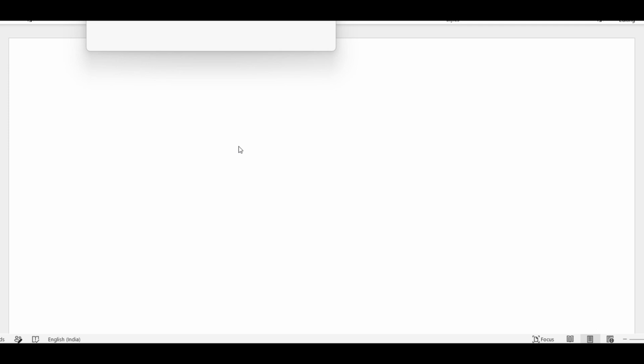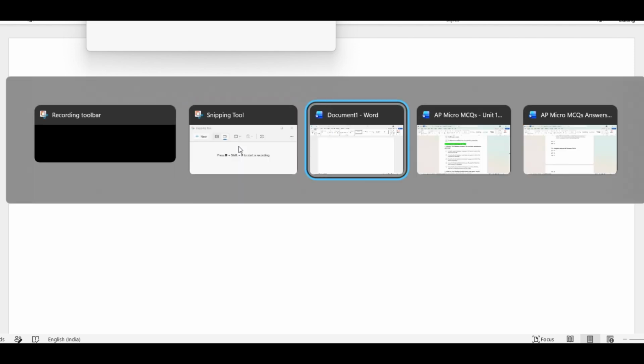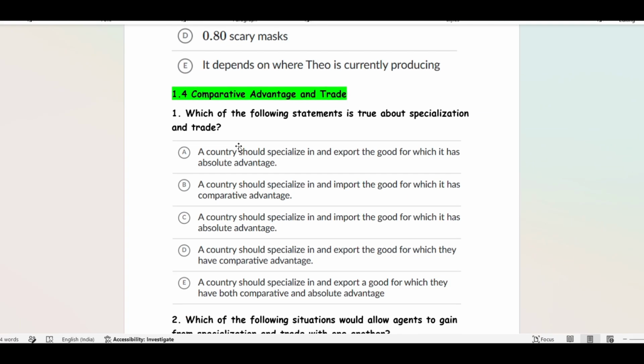So I'll be doing an extra class actually for AP Microeconomics. I'll be just doing one question on marginal benefit and analysis. But before that, let's do the answers to the MCQs for comparative advantage and also the marginal benefit and analysis that I had given you in my last video. All right. So going back to comparative advantage and trade.